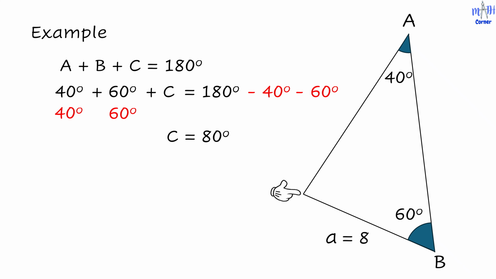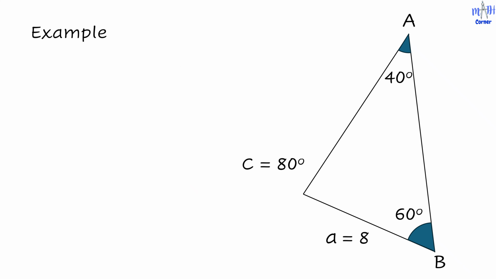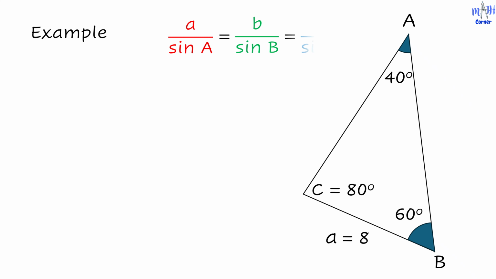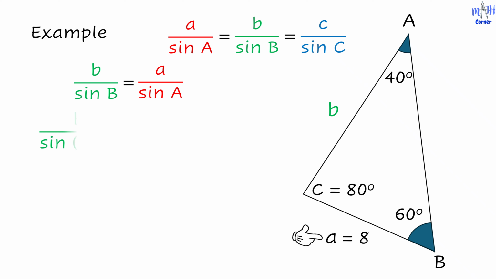Step 2. Apply the law of sines. Let us use side A because it is given. Step 3. Solve for side B. Let us set up the equation: B over sine 60 degrees equals 8 over sine 40 degrees.